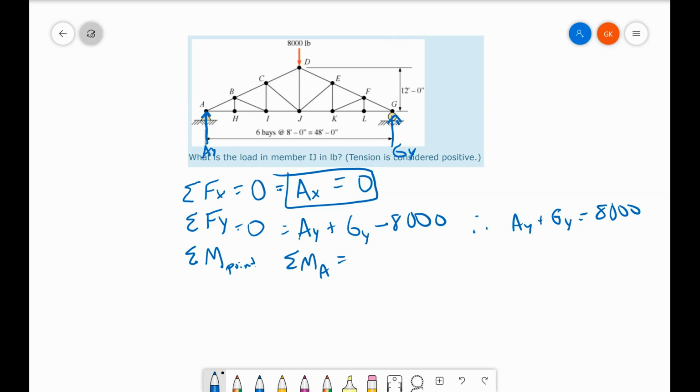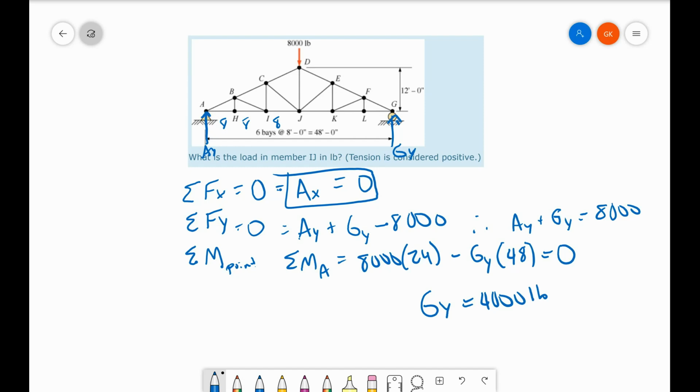It's going to be equal to force times distance. So each of these right here is 8 feet. So 8, 8, 8. That works, yes. So it'll be 8,000 times 24 minus GY times 48. That's equal to 0. And if I solve that, what I get is that GY is equal to 4,000 pounds, and therefore AY is equal to 4,000 pounds.